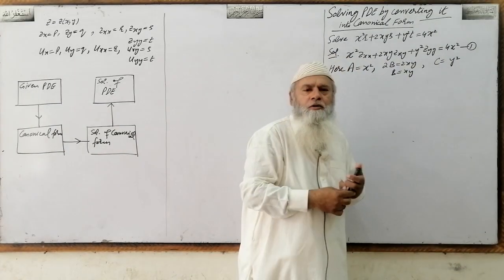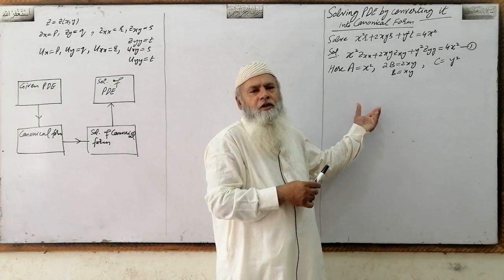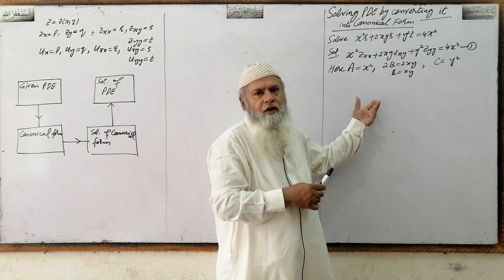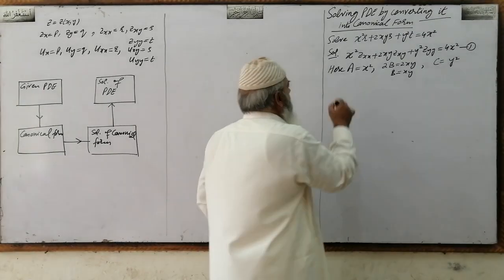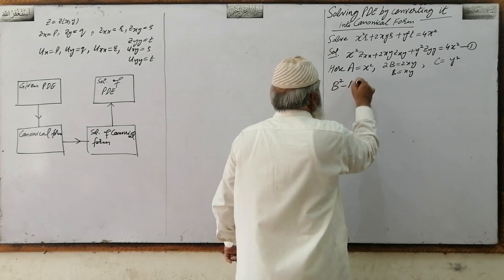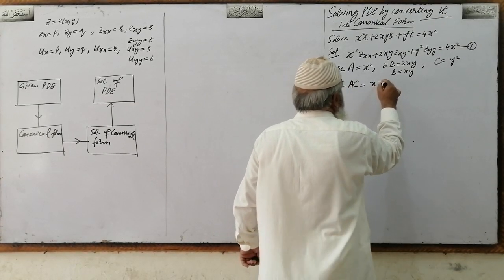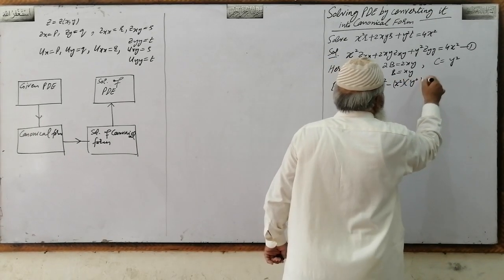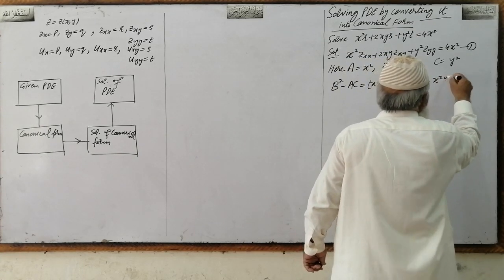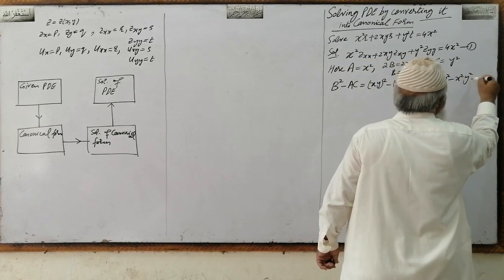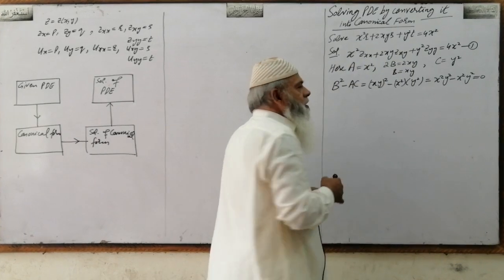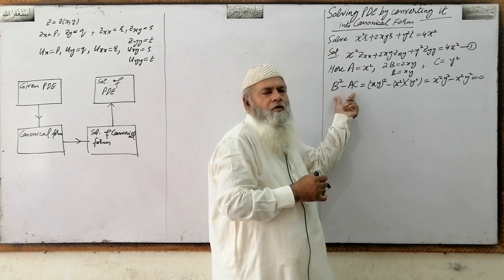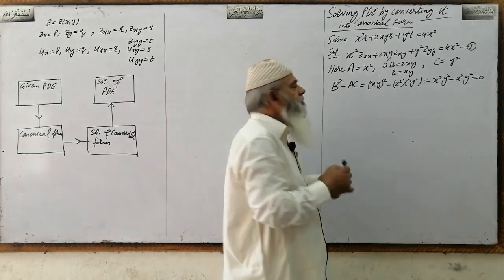Now, as I told you earlier, the nature of this partial differential equation depends upon the coefficients a, b, c, and we will consider here the discriminant b square minus ac, meaning (xy) square minus x square into y square. This will give you x square y square minus x square y square, which is equal to 0. Now when we get b square minus ac equal to 0, then the original differential equation is parabolic.